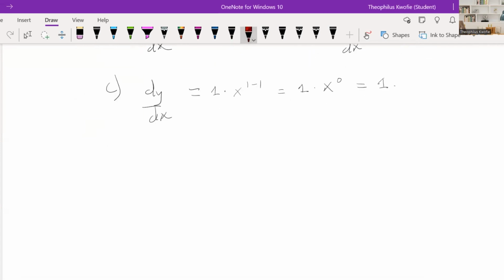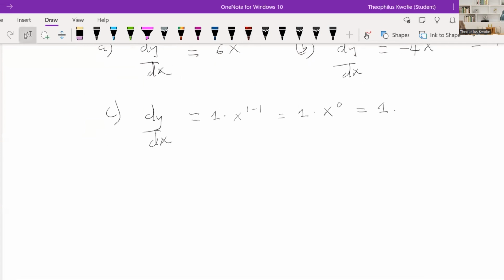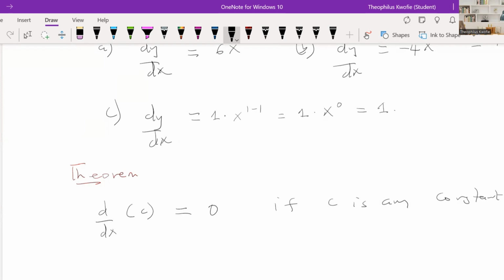Let's look at another important concept that I believe you don't want to miss. How do you find the derivative of a constant? If c is any constant, then its derivative would always be 0. So please, let's take note that the derivative of a constant is 0.